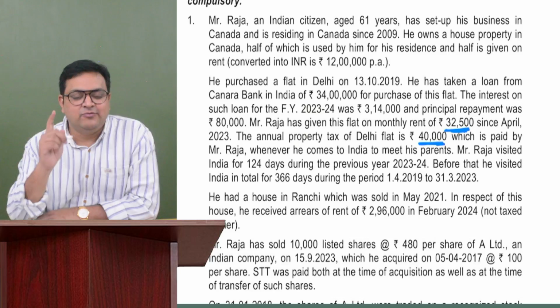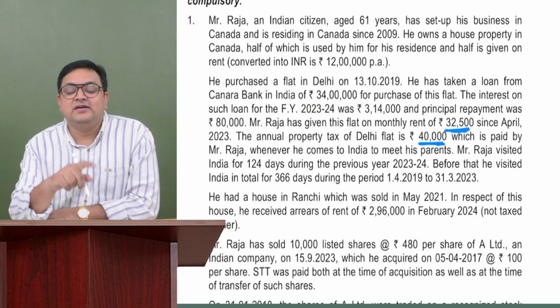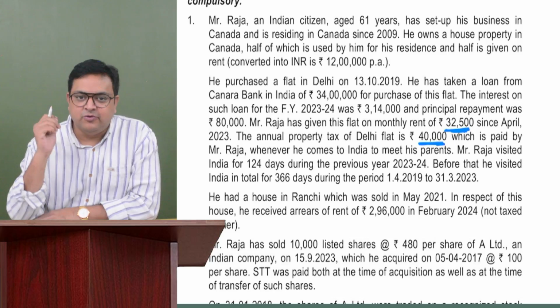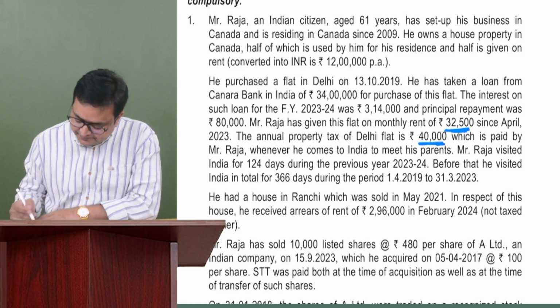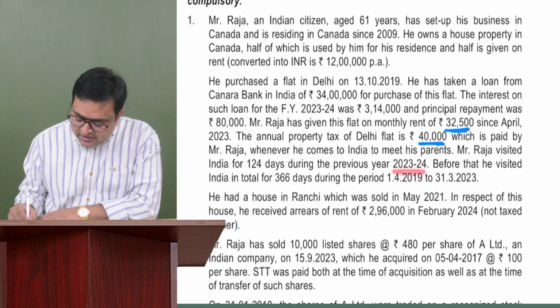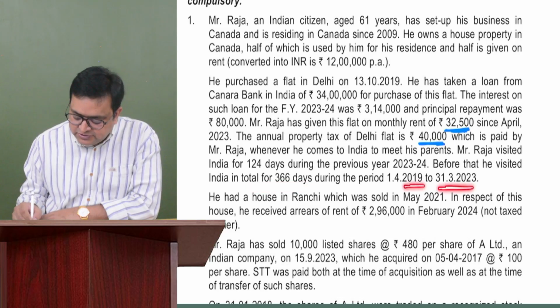But yes, there is one more special provision. If his income other than foreign sources is more than 15 lakh rupees, we know that we have one more provision also of 120 days. Let's see. Mr. Raja visited India for 124 days during the previous year 23-24. Before that, he visited India for 366 days during the period 2019 till 31st March 2023.